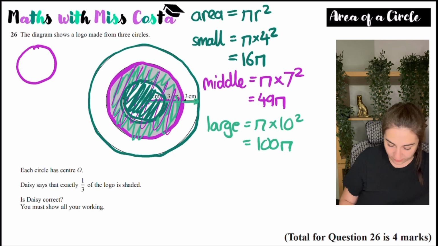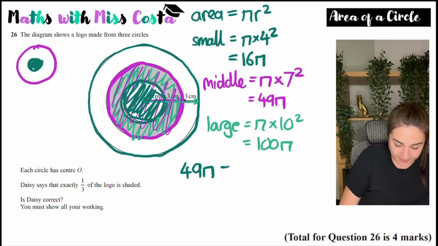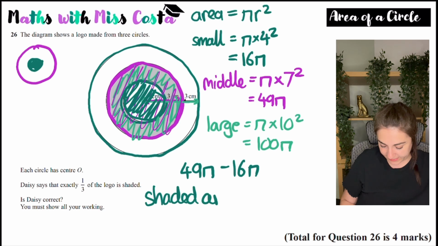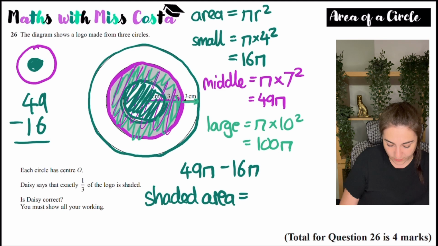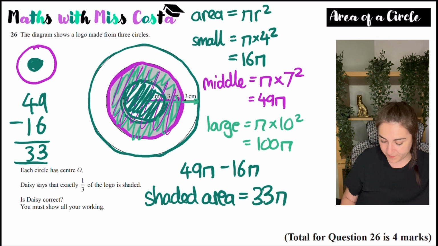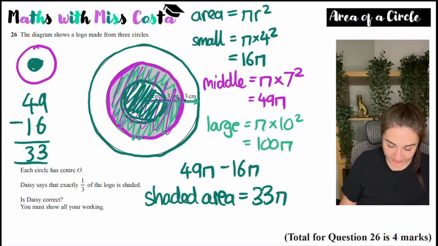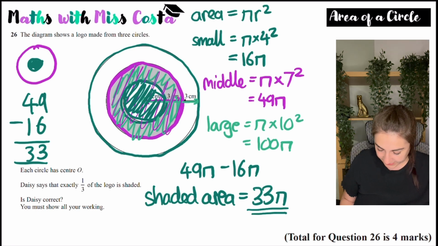So you work out the area of the middle circle, which is 49 pi, and you subtract the area of the small circle, which we worked out to be 16 pi. And that's going to tell you what the shaded area is. So the shaded area is going to be 49 take away 16, 9 take 6 is 3, 4 take 1 is 3, so that's going to be 33 pi. And remember that when we're working with pi, we can treat it like algebra, so it's like saying 49x take away 16x. So the shaded area is 33 pi.